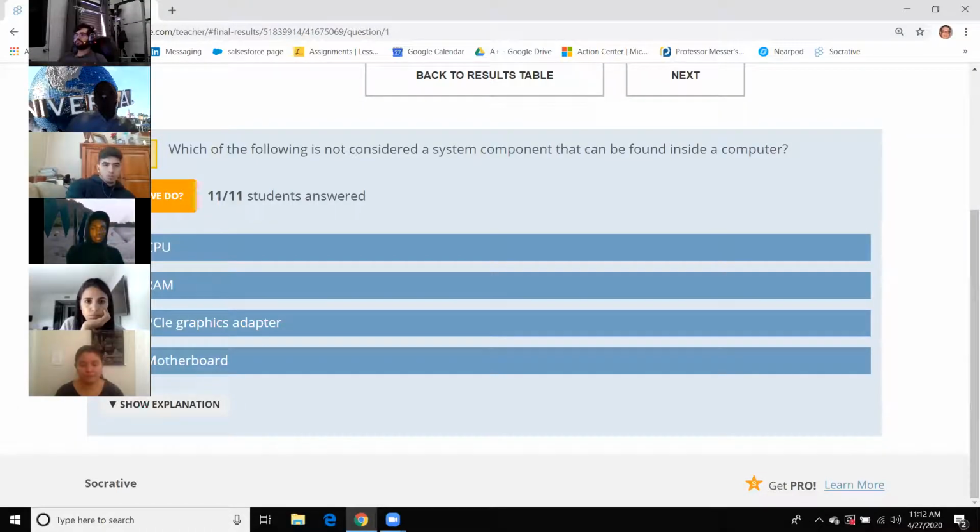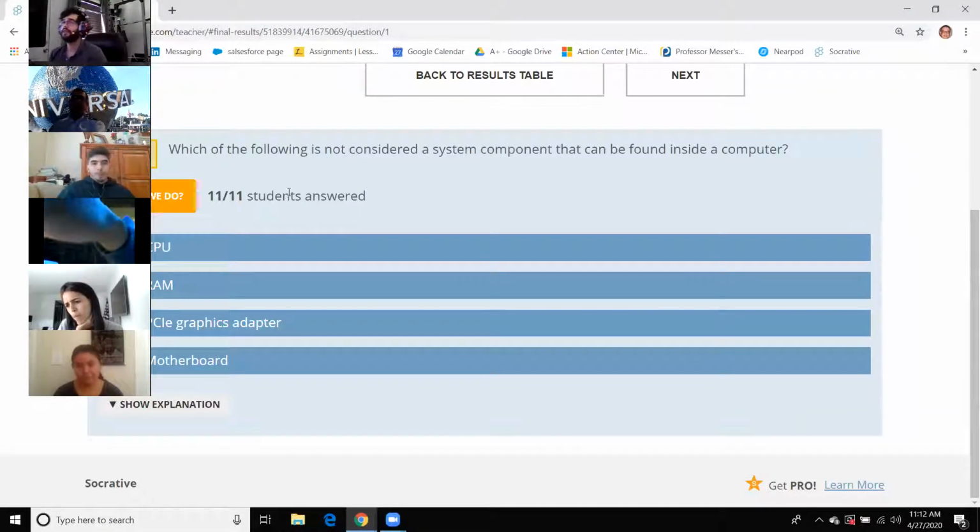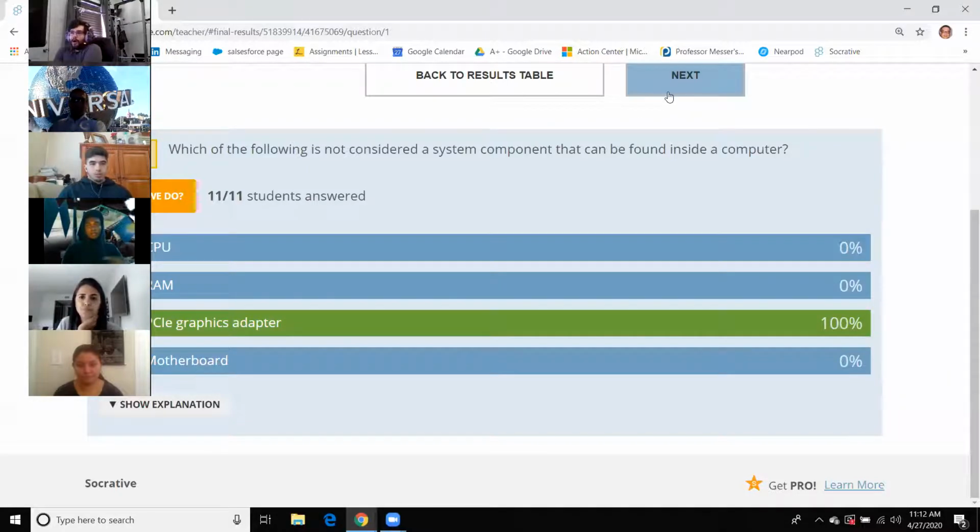Okay. Number 1. Lázaro, if you can help us out here. Yes, sir. Which of the following is not considered a system component that can be found inside a computer? I put C, PCIe graphic adapter. Everyone agree? Yeah. Yep. Yes. Awesome.